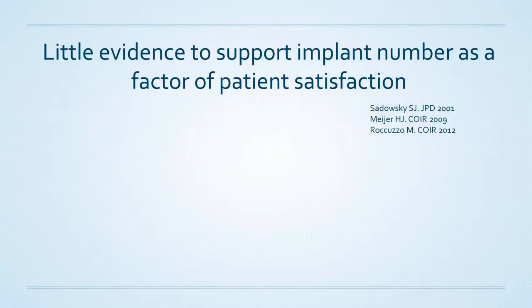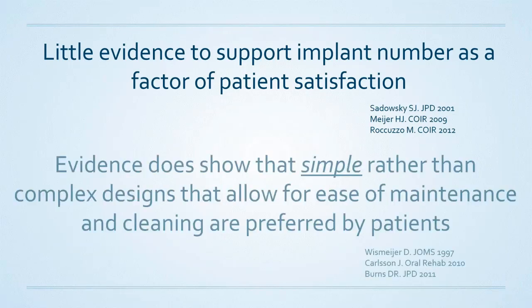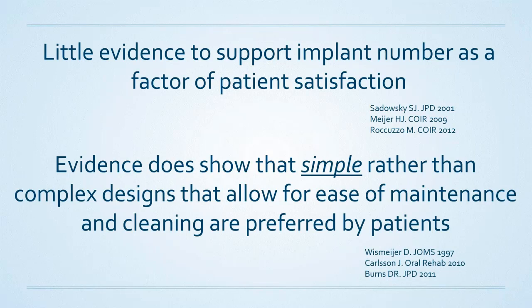the 2 implant overdenture. And what we do know is that there is little evidence to really say implant number is a factor of our patient satisfaction. However, I can also tell you that the evidence does show that a simple approach, the KISS rule, applies to implant overdentures, meaning that easy maintenance and cleaning is preferred by patients, as opposed to, say, 4 implants in a bar or 6 implants in a bar.